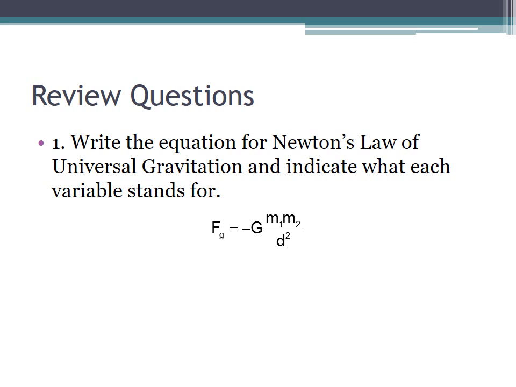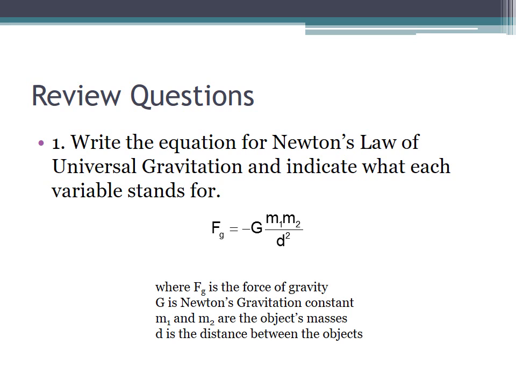Now, what is important, though, for you to know and to have memorized is what each of these variables mean. And that's what that second part of the question is. Fg is the force of gravity, capital G is Newton's gravitation constant, m1 and m2 are the objects' masses, and d is the distance between the objects.